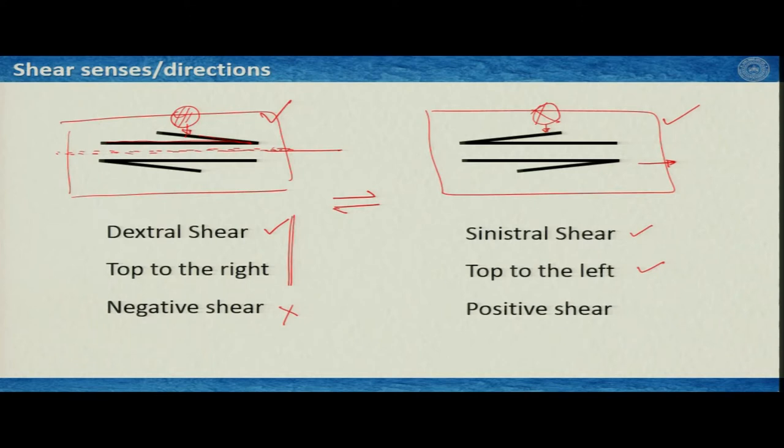That phrase actually defines the kinematics in a better way, if you don't understand what is sinistral and what is dextral. Now, most of the shear zones are either dextral or sinistral, but there are a few shear zones that may have initially started with a dextral sense of movement and then switched with a later tectonic or structural event to a sinistral shear. These things are a little complex and require a special skill. We'll not go into that part, at least in this lecture series.